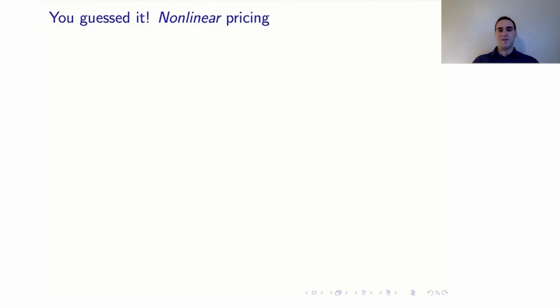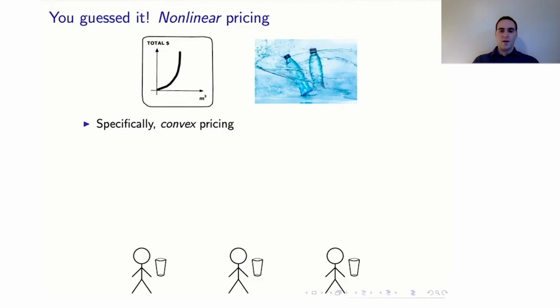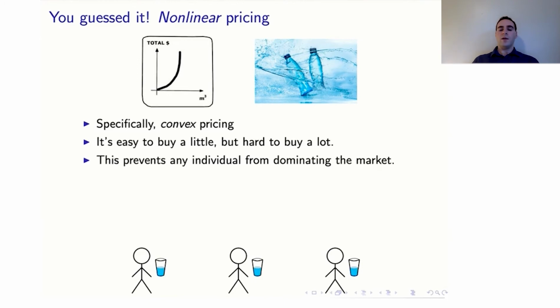And you guessed it, nonlinear pricing. Specifically, we're going to work with convex pricing. This is used actually in the real world a lot for water, and we'll continue to use that as our example. So what this means is that it becomes easy to buy a little bit, but hard to buy a lot. And intuitively, this should prevent any individual from dominating the market by buying everything.